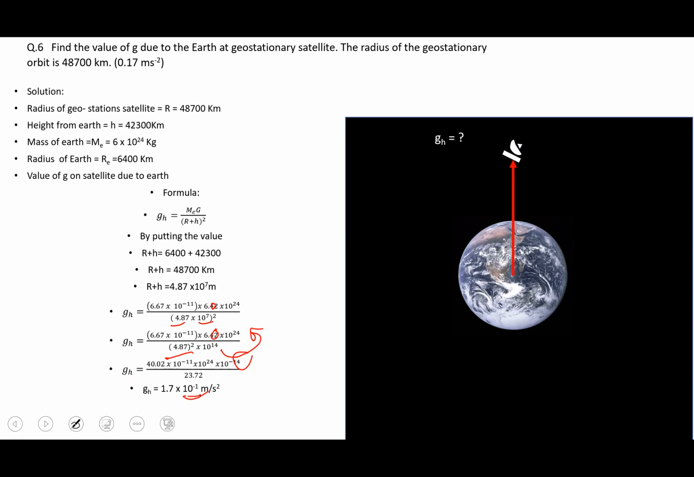Already we have written it in scientific form, but we have to write it in our required answer, which is the same as given, which is equal to 0.17 meter per second square. So our answer is right here. The value of G for a geostationary satellite is 0.17 meter per second square. So over here the value of G given to us is 0.17 meter per second square.